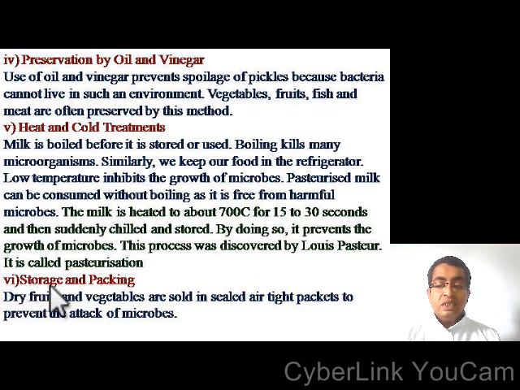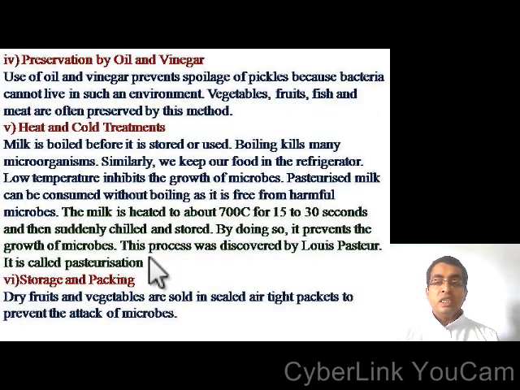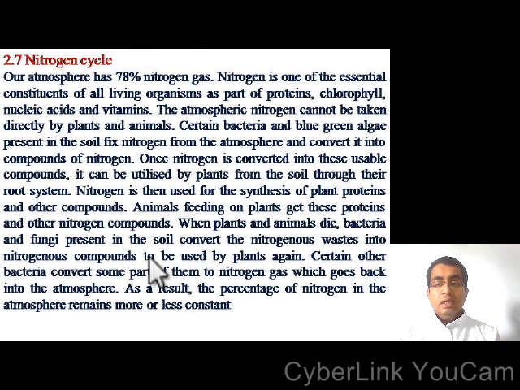The sixth method is storage and packing. Dry fruits and vegetables are sold in sealed airtight packets to prevent the attack of microbes. So the first method is the chemical method, second is preservation by common salt, third is preservation by sugar, fourth is preservation by oil and vinegar, fifth is heat and cold treatment, and sixth is storage and packing.